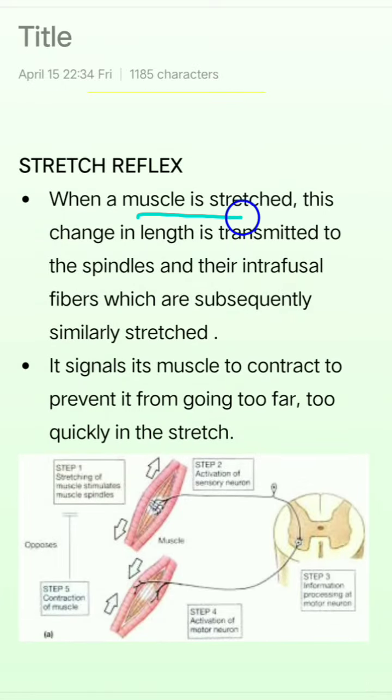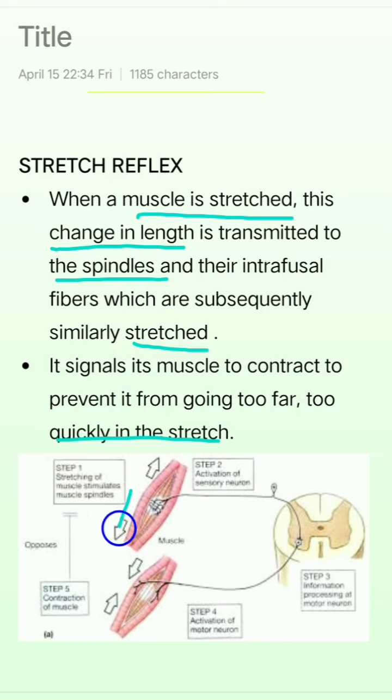When a muscle is stretched, this change in length is transmitted to the spindle and their intrafusal fibers, which are subsequently similarly stretched. It signals its muscle to contract to prevent it from going too far too quickly in the stretch. So what will happen here? We will look through the diagram.